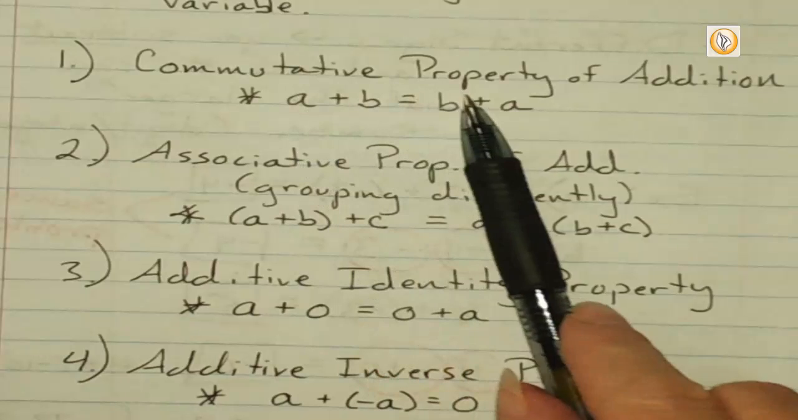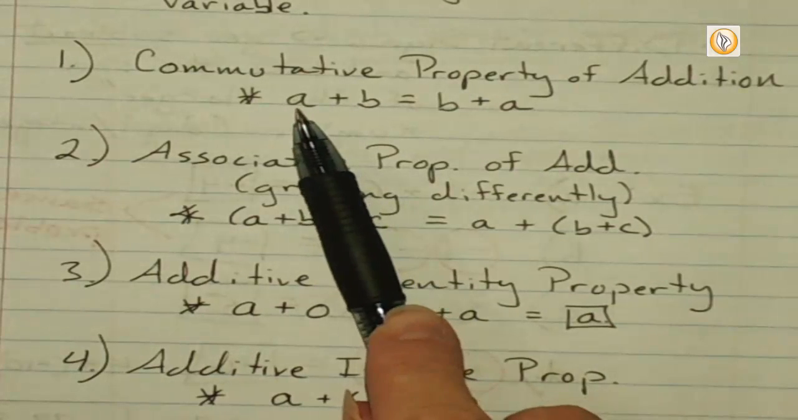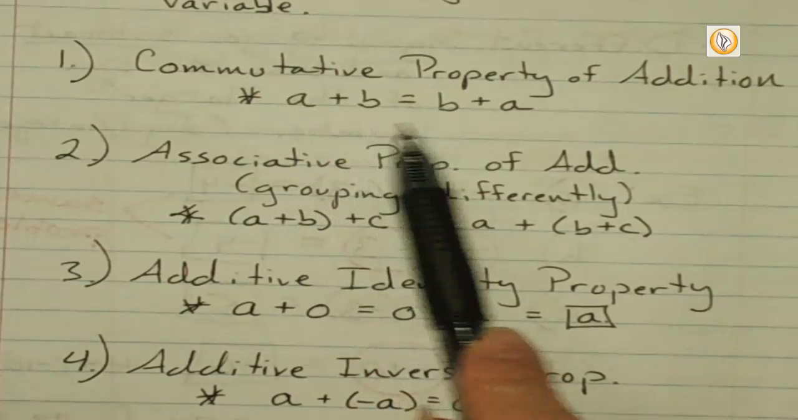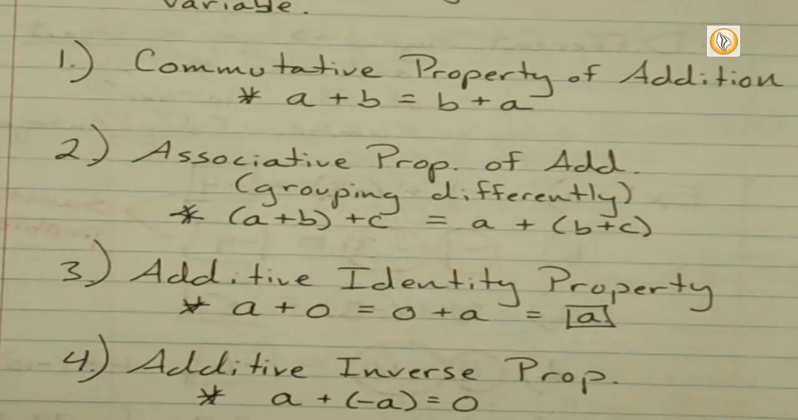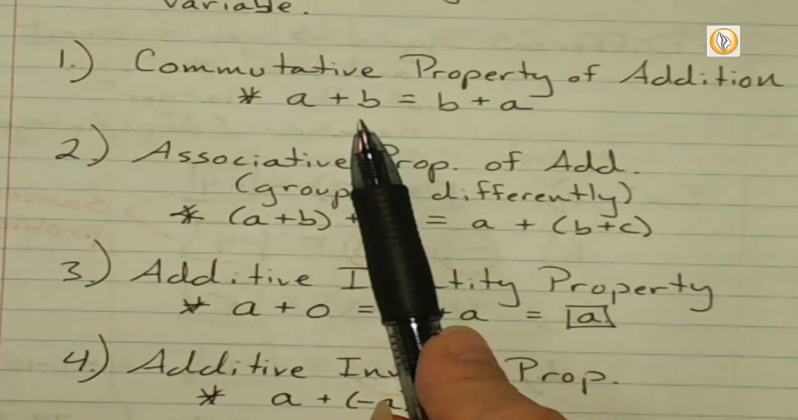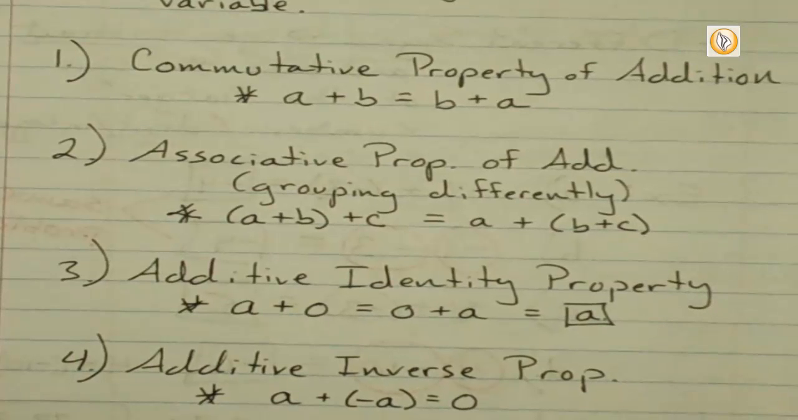Number 1, commutative property of addition. Basically, what it's saying is if A plus B equals something, then if you switch them, B plus A is going to be the same thing. Like 2 plus 4 is the same as saying 4 plus 2. That is common sense. You guys know that. If you're adding, all you do is switch the numbers, you're good to go.